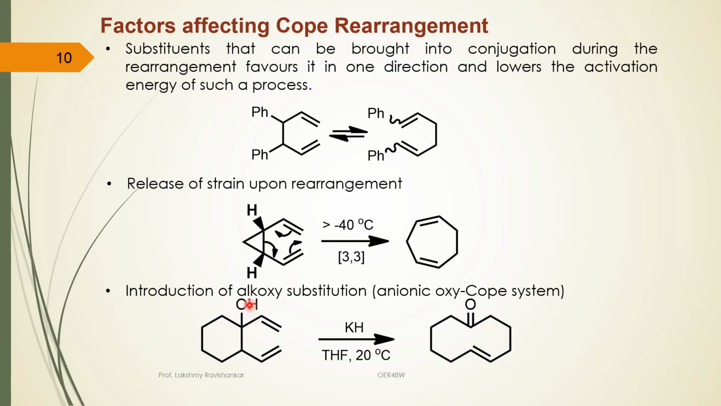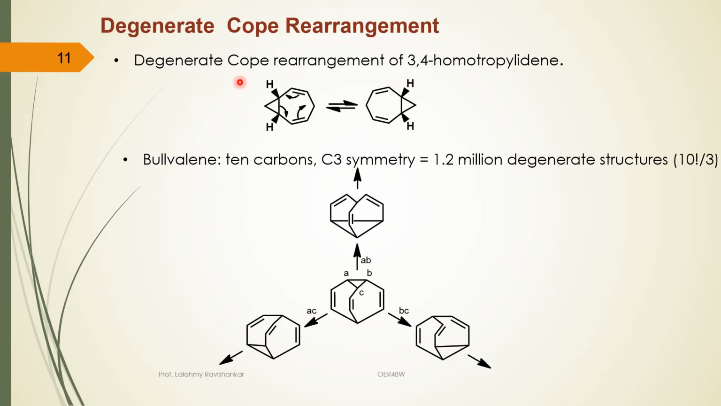If you have a hydroxy group which is then converted to an alkoxide in the third position of the 1,5-hexadiene system, this also results in a faster 3,3 sigmatropic shift. Degenerate Cope rearrangement we saw earlier. So this is an example of a degenerate Cope rearrangement where there is no difference between the starting compound and the product. Bullvalene is an interesting molecule.